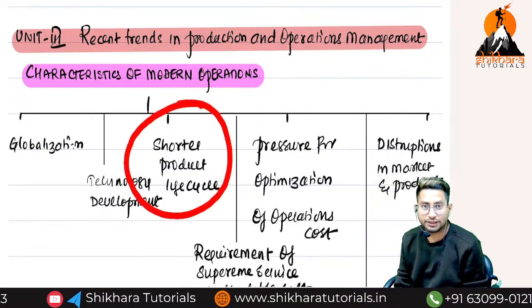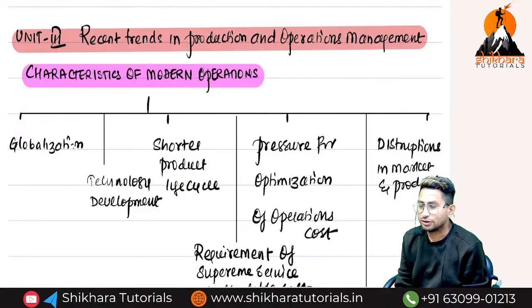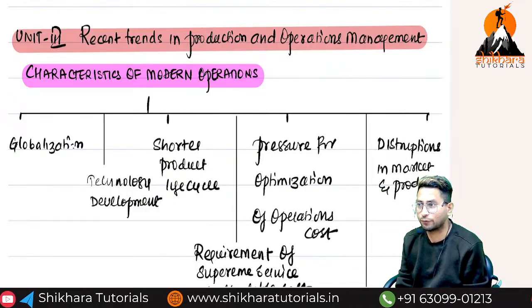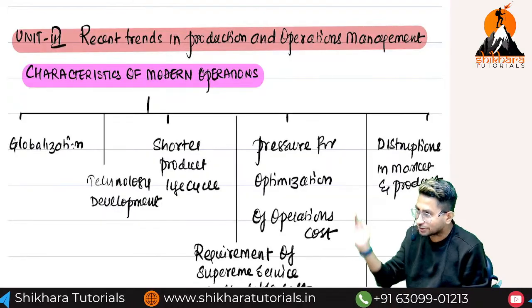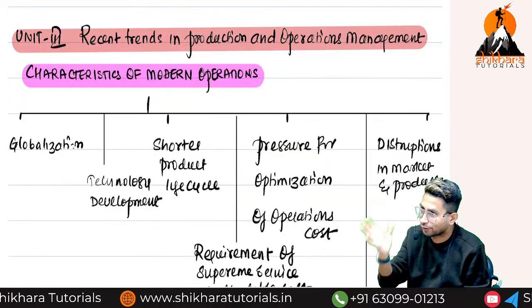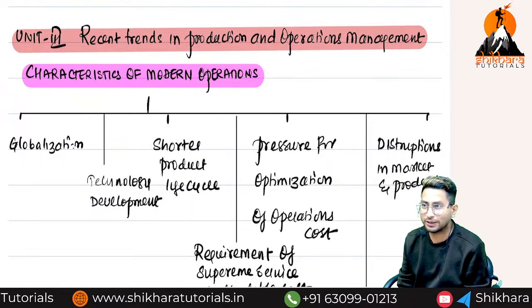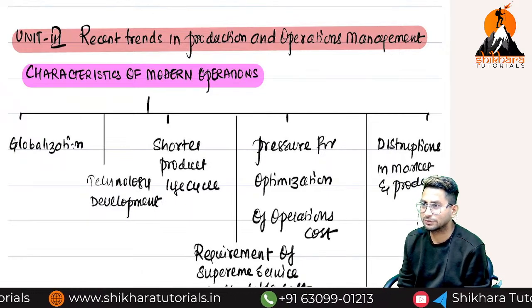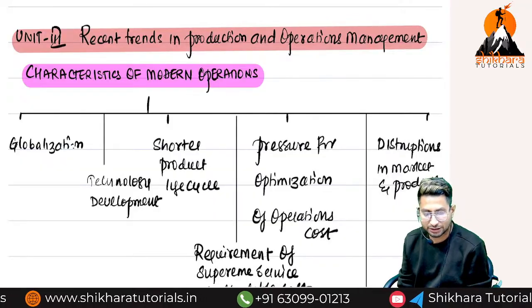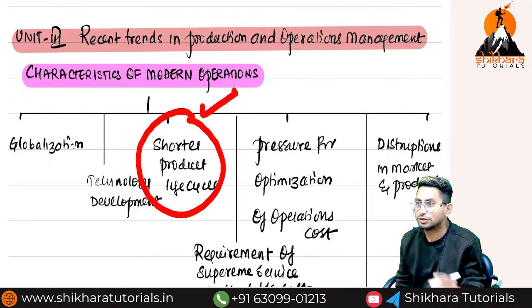Shorter product life cycle. You might have seen your parents or grandparents, they may have a watch. From that generation till today, it might be working perfectly fine. HMT, Timex and all. But today you buy a watch, 1 year also it won't last. Why? Today the life cycle of a product has become shorter.